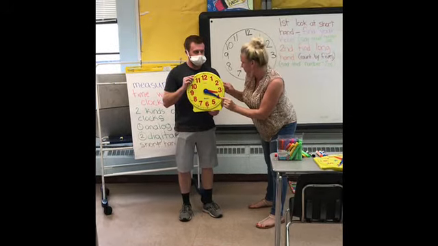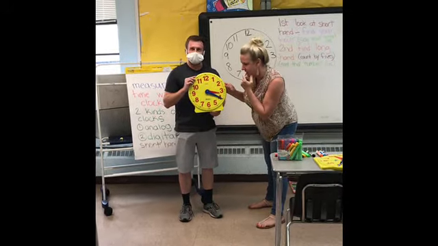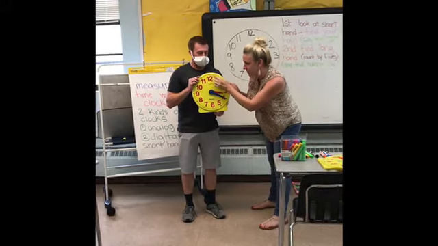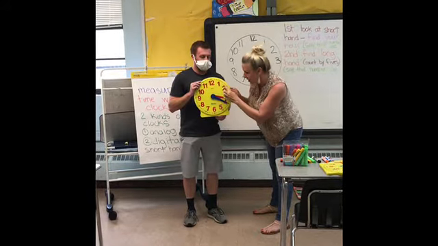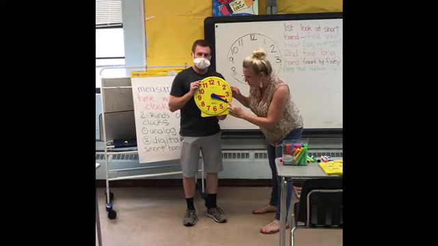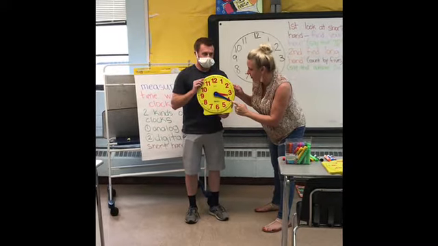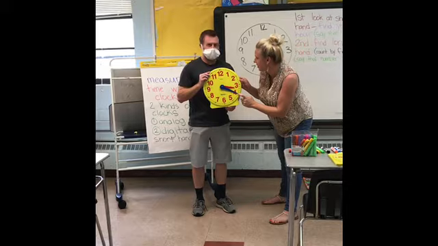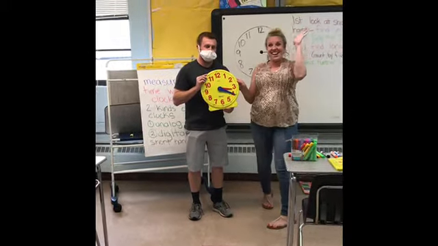So do I say it's 3, 4? No, because I have to count all these baby minutes. It's 5, 10, 15, 20. So if the long hand is on the 20 and the short hand is on the 3, what time is it? 3:20. Yay! It's 3:20.